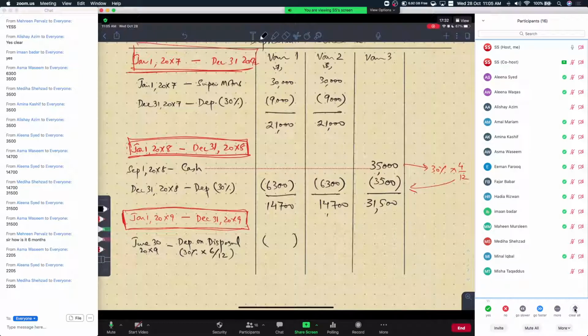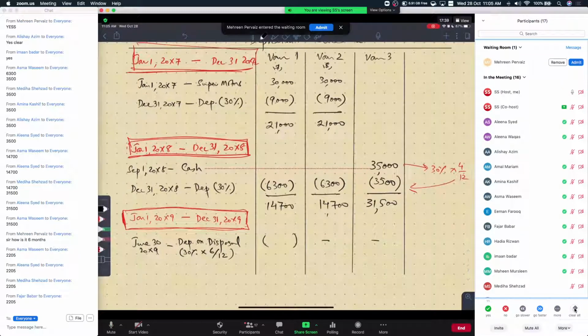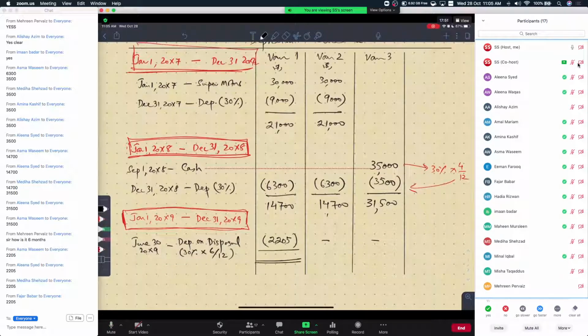We are not going to charge any depreciation on 30th of June on the remaining vans. There is no need to do that. 2205, thank you. So 2205 is going to be the depreciation charge over here, and then we are going to close down this column after calculating the last net book value on this.